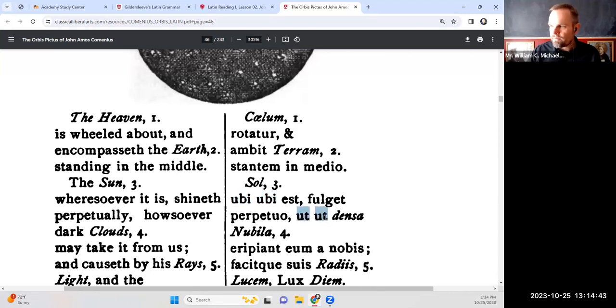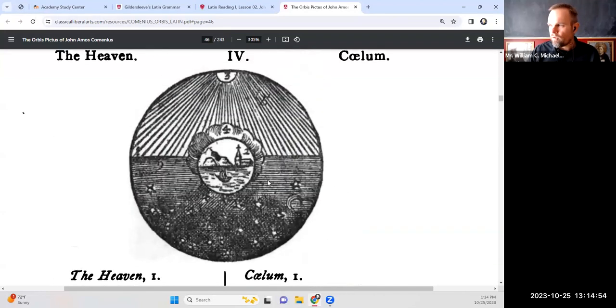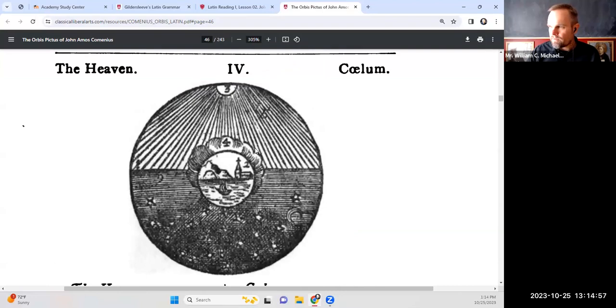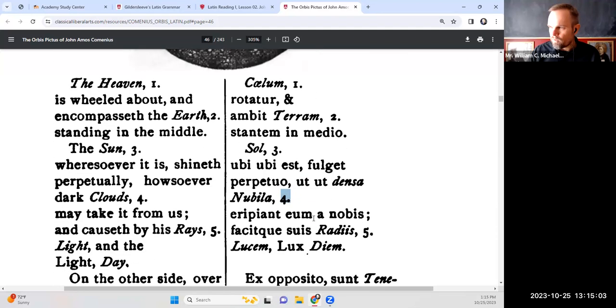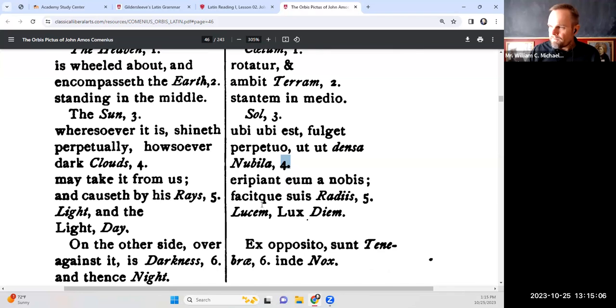And then you have ut ut, howsoever. Densa nubila. Densa means dark and nubila means clouds. Okay, and notice they're labeled number 4. And if you look on this image, you can see the clouds here wrap around the earth and are numbered number 4. So that's nubila, plural for clouds. Eripiant eum a nobis, the clouds, eripiant, take away him, that is the sun, a nobis, from us. The clouds take away the sun from us. They cover or block the sun. Okay?